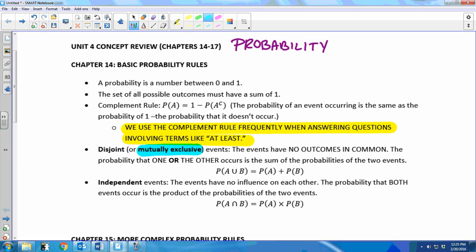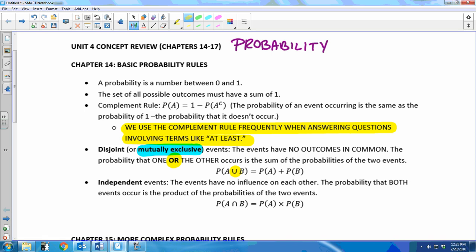The probability that one or the other occurs is the sum of the probabilities of the 2 events. So make sure you know this notation. The U stands for union, and it means A or B. In this case, if you have disjoint events, then the probability of A or B is the probability of both of them added together. We're going to build on that rule in a second.